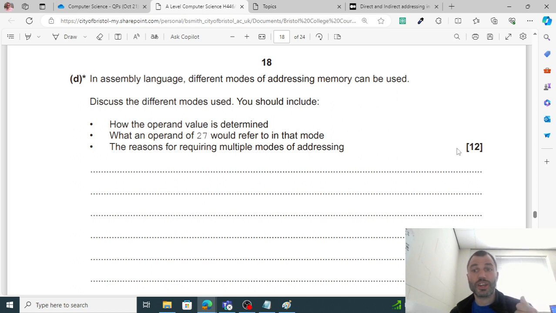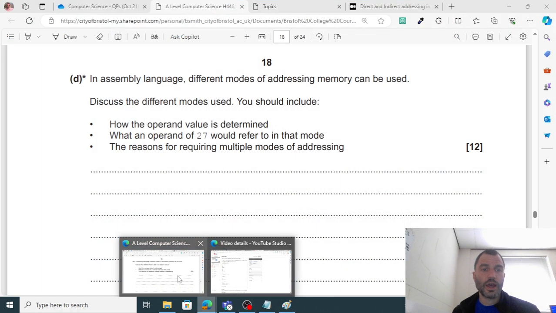Right, so how are we going to answer that? It's 12 marks. These essay questions are really, really important. If you miss out, you could miss a whole grade boundary. It's a lot. Whether or not computer science should have such a focus on that is a different matter.